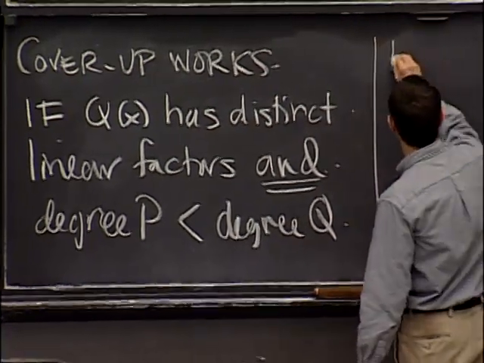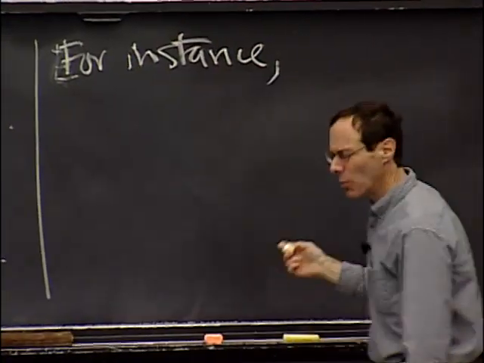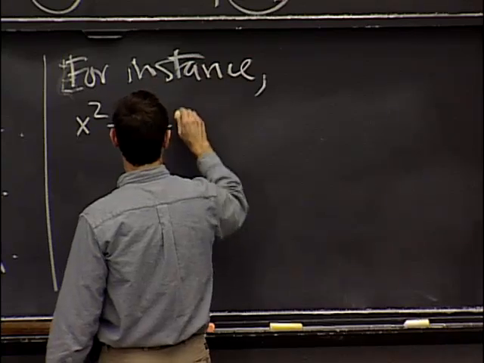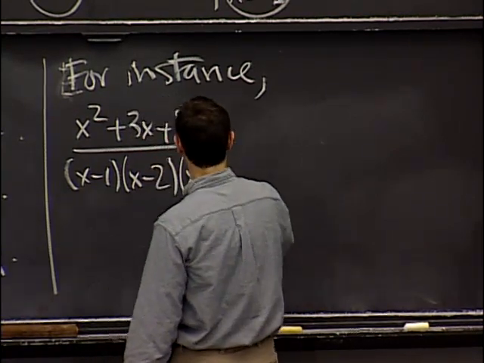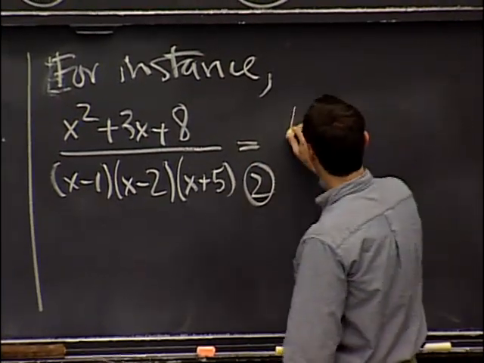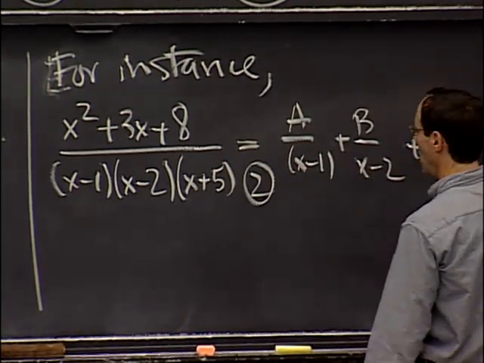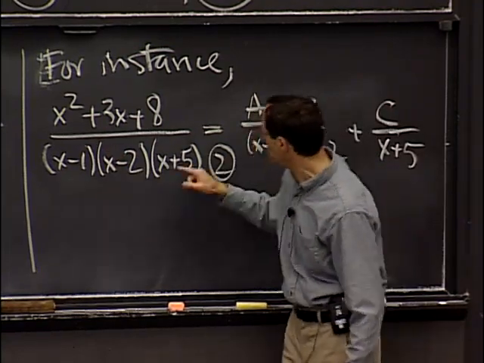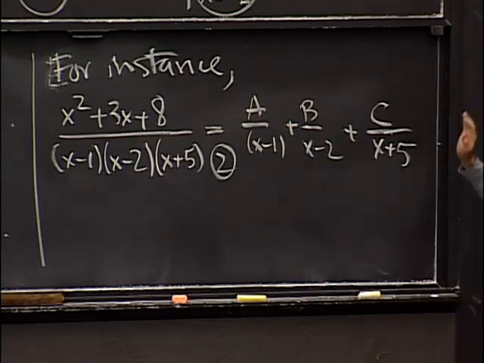I'm going to give you an example here, and this tells you the general pattern of the setup also. Say you had x squared plus 3x plus 8, let's say, over x minus 1 times x minus 2 times x plus 5. So here I'm going to tell you the setup. The setup is going to be a over x minus 1 plus b over x minus 2 plus c over x plus 5. And it will always break up into something. So no matter however many factors you have, you'll have to put in a term for each of those. And then you can find each number here by this cover-up method.